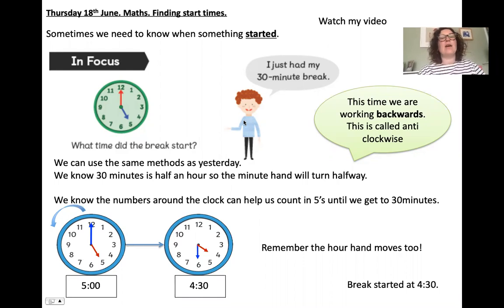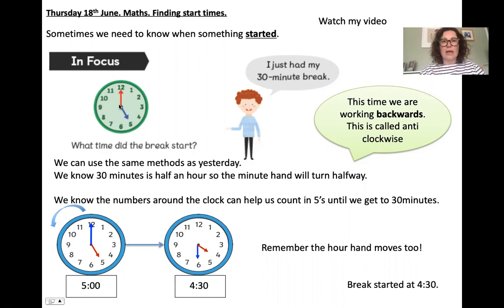We've been finding out at what time things finished, and now we've been given the finish time. What time did it start? So here's a little boy. He said, I've just had my 30-minute break. This is what the time is now. The long minute hand is pointing up. The short hour hand is pointing at the 5. It's 5 o'clock. So we can use the same methods as we used yesterday.